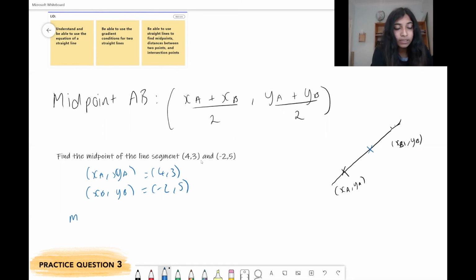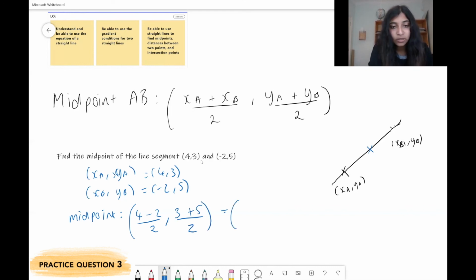So then the midpoint should equal to, XA is 4 minus 2 over 2, and then YA is 3 plus YB, which is plus 5, over 2. That should equal to 2 over 2, and then 3 plus 5 is 8, 8 over 2. So that's quite simple. That's how you find the midpoint of 2 points on a straight line.